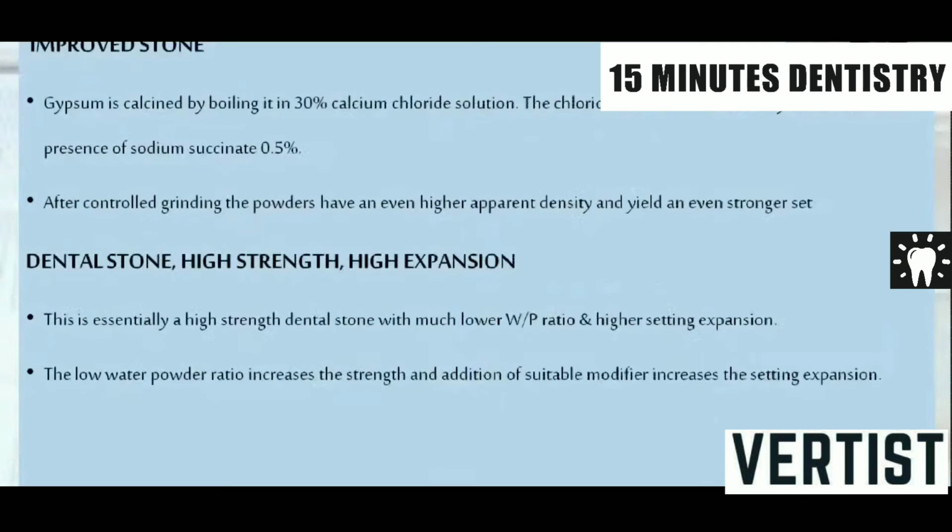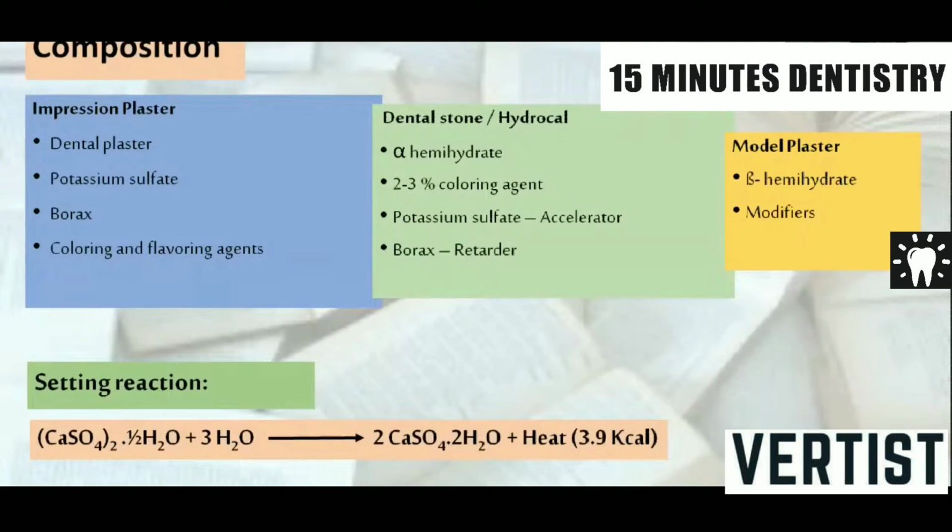The improved stone is required for strength, so the calcination is done by boiling in a 30 percent calcium chloride solution, and that increases the strength of the cast. Also, the dental stone, high strength, high expansion, as I told you, requires high expansion to compensate the casting shrinkage. The composition of impression plaster requires potassium sulfate, borax, and a coloring agent. For the dental stone it is alpha hemihydrate with 2 to 3 percent coloring agent, potassium sulfate, and accelerators.